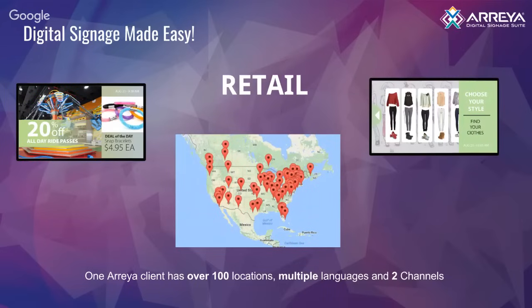Looking at one of our retail clients, this client actually has showrooms all across North America. Right now, they total over 100 locations. They're using Arreya with multiple languages, and they've got 2 different channels of content. So this is actually one of the maps that they see when they log into Arreya and look at their devices. And it's quite interesting to see that there is information all over the globe.